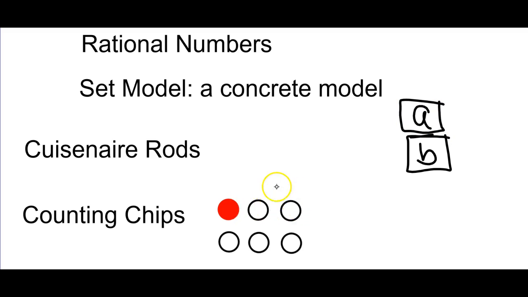So in this case, we had 6 parts. That's the total sum of all my chips there. And then I've got 1 chip colored. So you've got 1 out of 6 colored there, or 1/6. That's one way you can represent it.